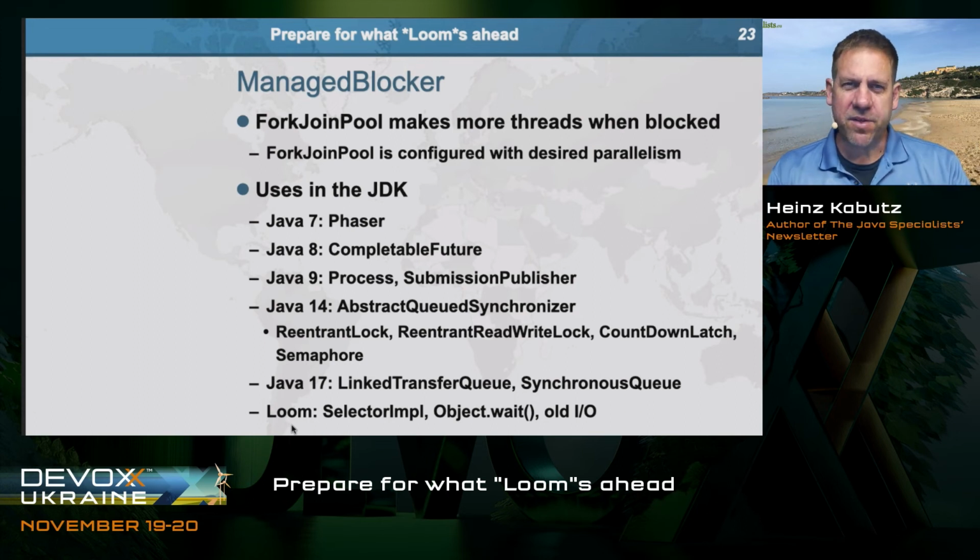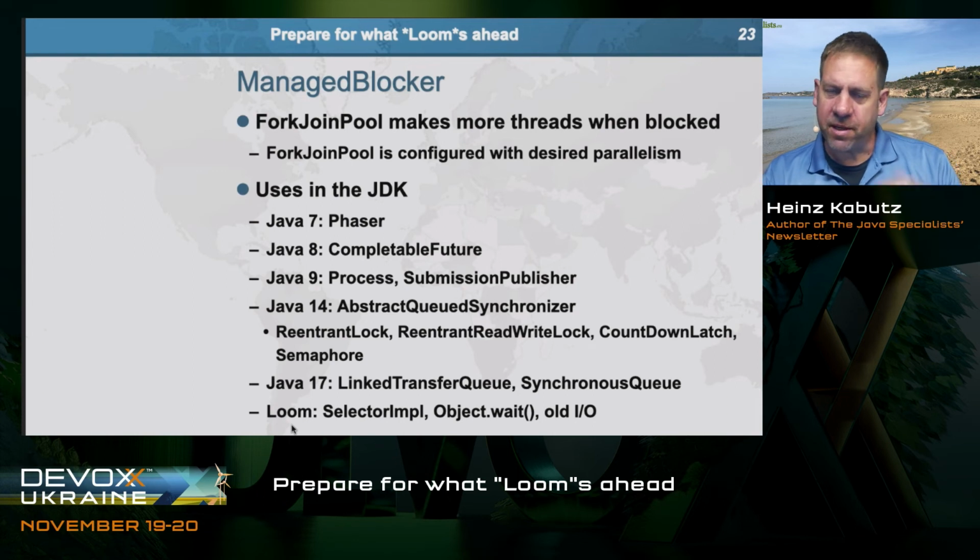And in Java 7, this is when the managed blocker was added and fork join pool was added, only the phaser had implemented the managed blocker. So if you had the phaser, and a thread would block inside a fork join thread, then it would actually create another thread up to some limit in order to keep the parallelism high. And in Java 8, they added completable future to also be a managed blocker. Java 9, process and submission publisher, also managed blockers.